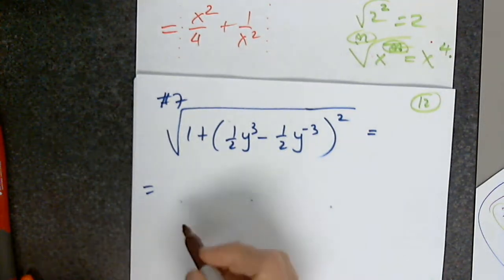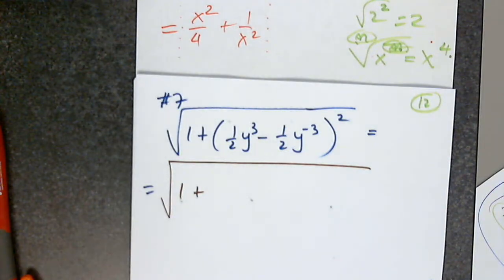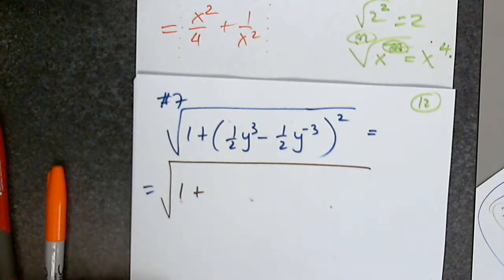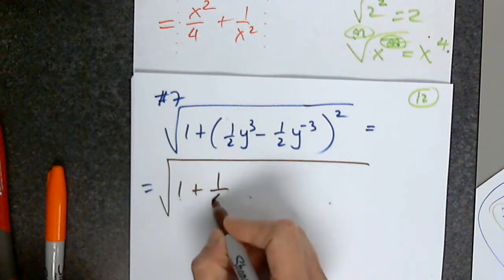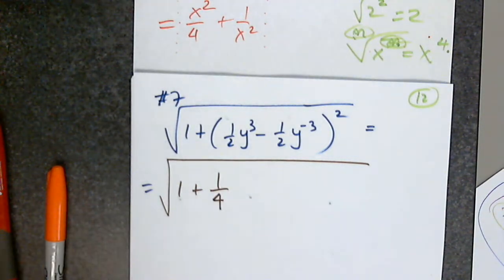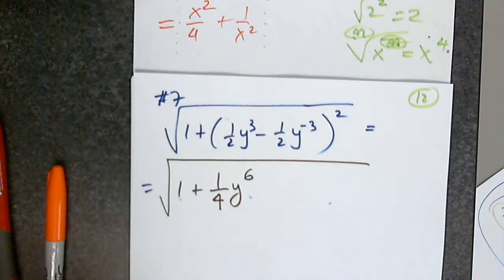Exactly. Good. Can anyone tell us how many terms we will get? By our agreement, 3. Please do not say 2. Good. So please give me 3 terms. 1, 1/4 y to the 6th. When I square, I have to square everything.